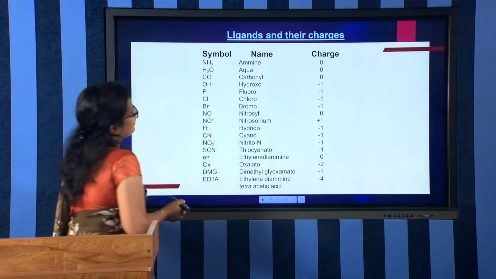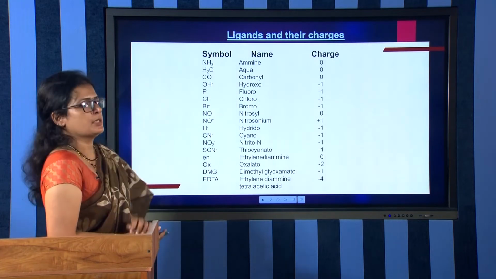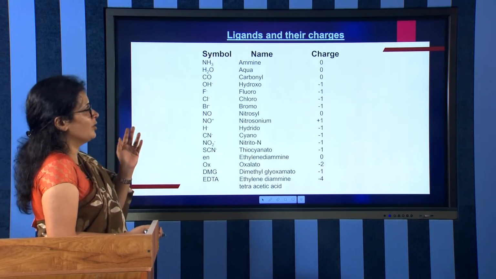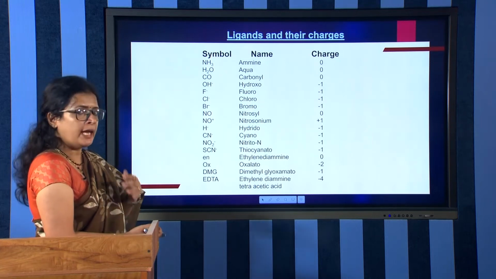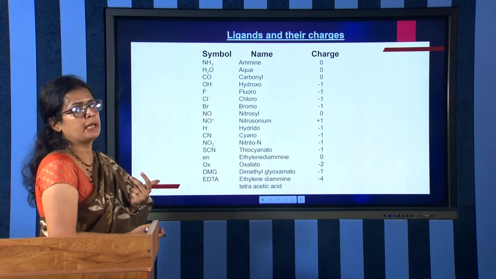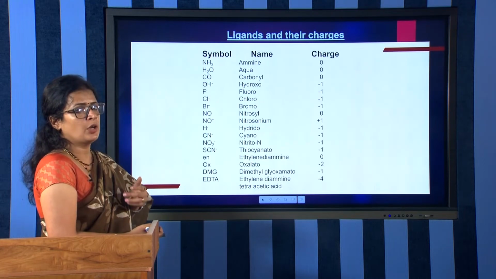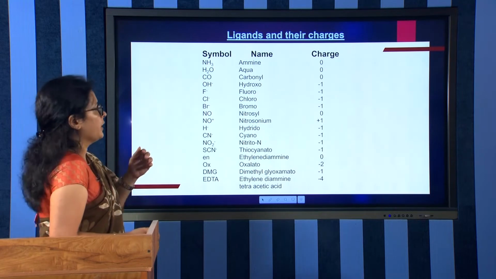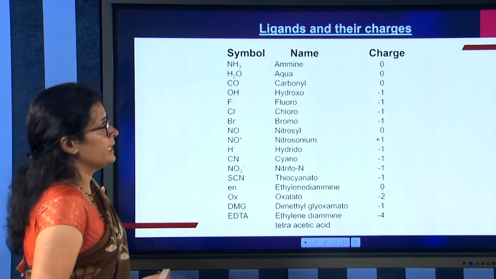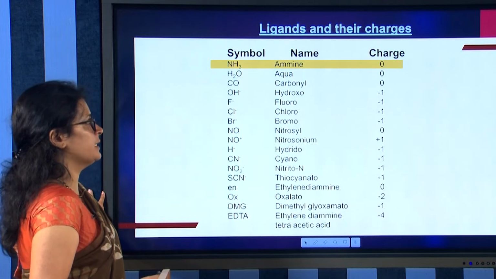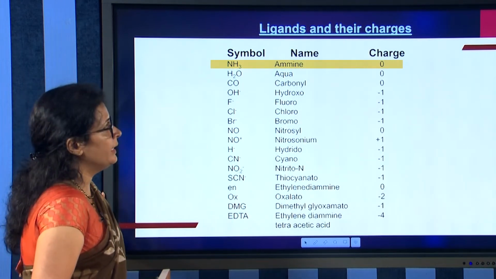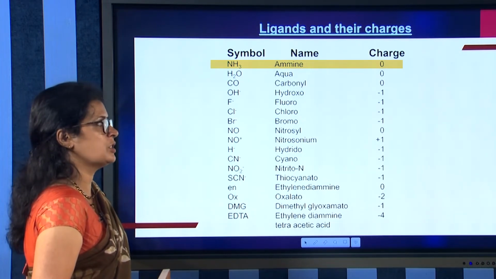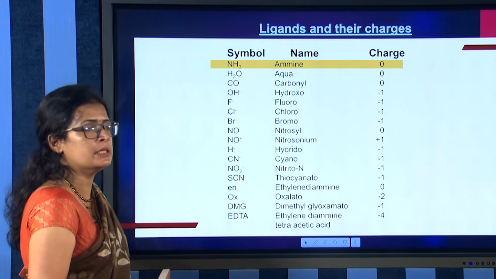Now, these are the ligands and their charges. This part is very important in coordination chemistry, because one should understand the charge of each ligand to calculate the oxidation state of the central metal atom, the coordination number, etc. This should be understood clearly, so this part is very important. The first ligand is ammonia, given by the symbol NH3, and the name is ammine. The charge carried by the ammonia ligand is 0.